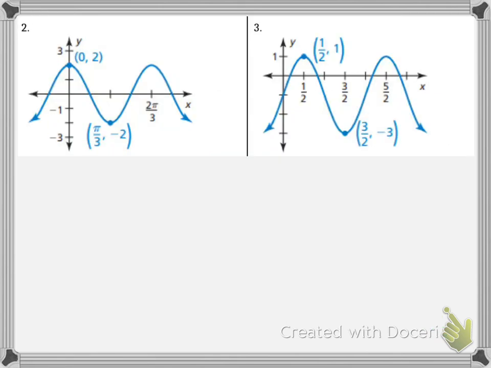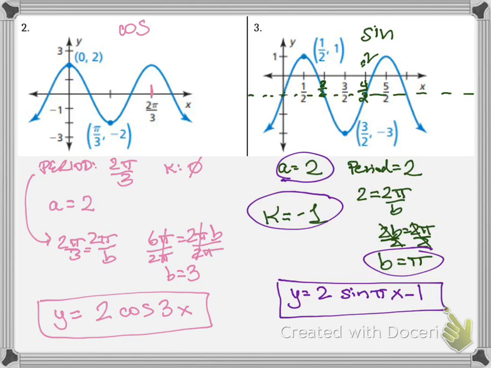Let's go ahead and try the next 2 examples. Go ahead and pause the video, and when you come back, the answers will be here. So here are the answers for number 2 and 3. Number 2 is a cosine, starting up here. Our period, I figured out that it stopped at 2 pi over 3. And so down here, I figured out that I set 2 pi over 3 equal to 2 pi over b, cross multiplied, solved, and so I know that my b value is 3. My amplitude is 2, my k value is 0, and so I just plug it into the function here.